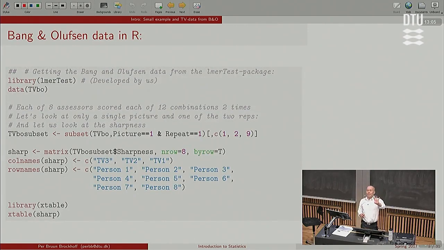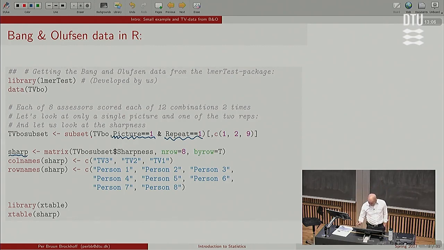We could zoom in here to identify exactly where we are now, because I already told you there are many multi-way situations, and this is really a more than two-way data set, but there are relevant two-way sub-selections of this data that we can have a look at. So let's zoom in on just one of the four pictures, one of the two repeats, and then let's focus on the sharpness.